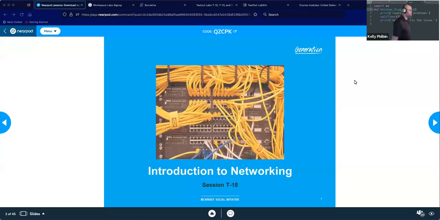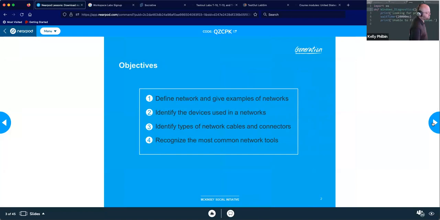Excellent. Welcome to technical session number 18. We're going to be getting into introduction to networking. We're going to be talking about some various network topologies or examples of different types of networks. We're going to be talking about some of the devices that are used in common networks as well.